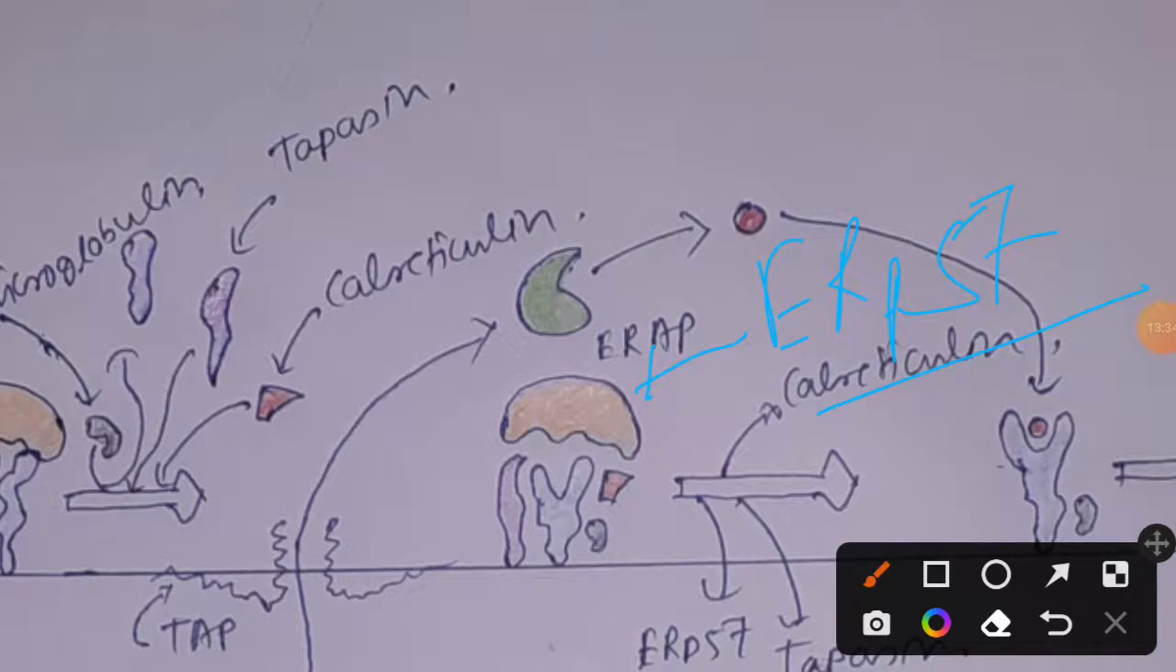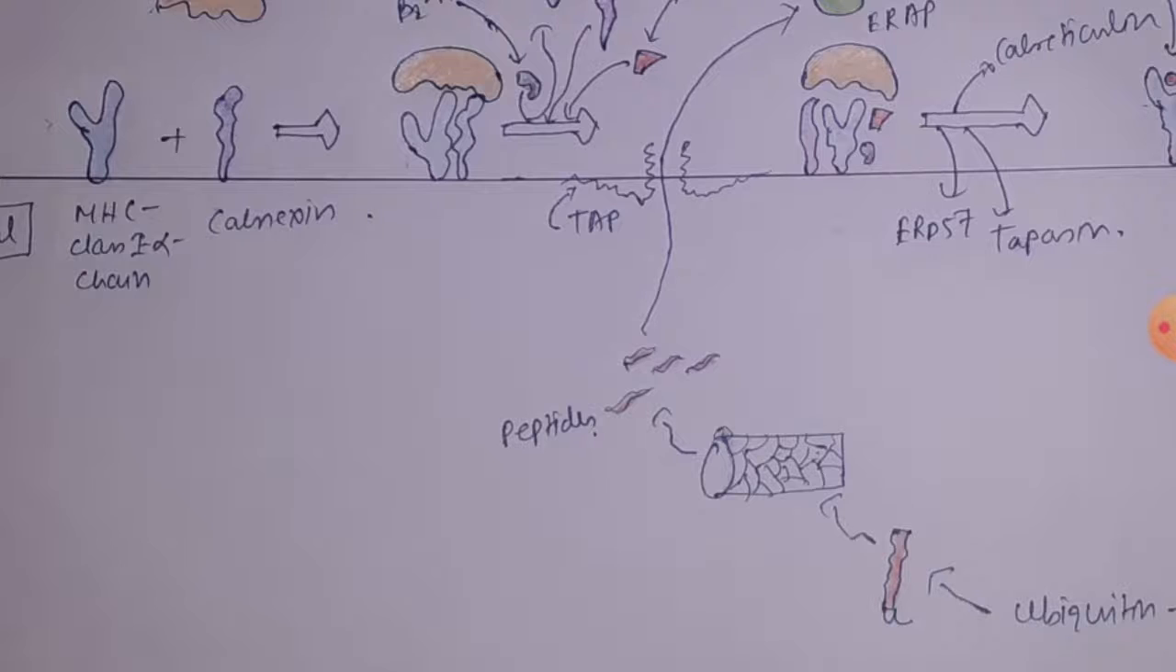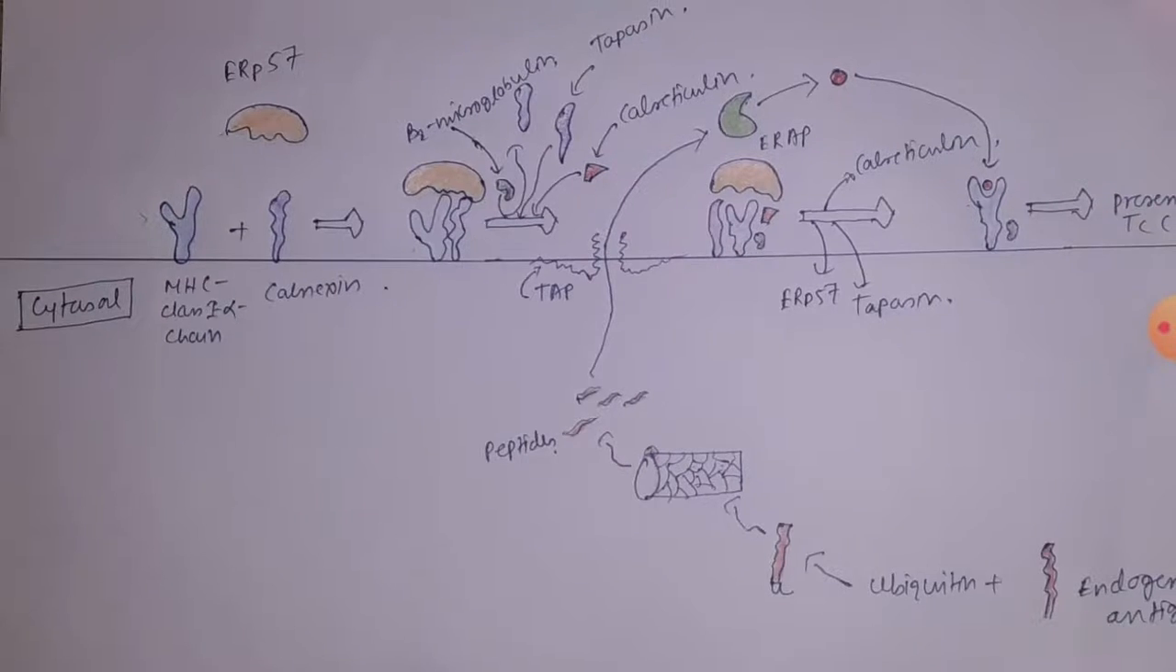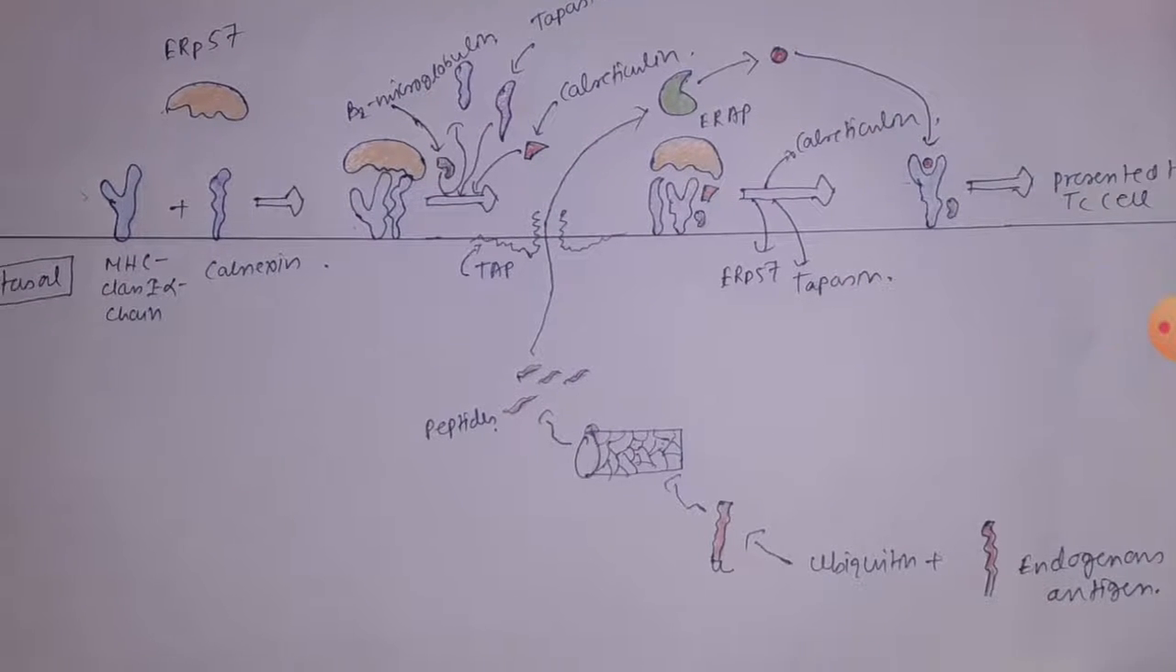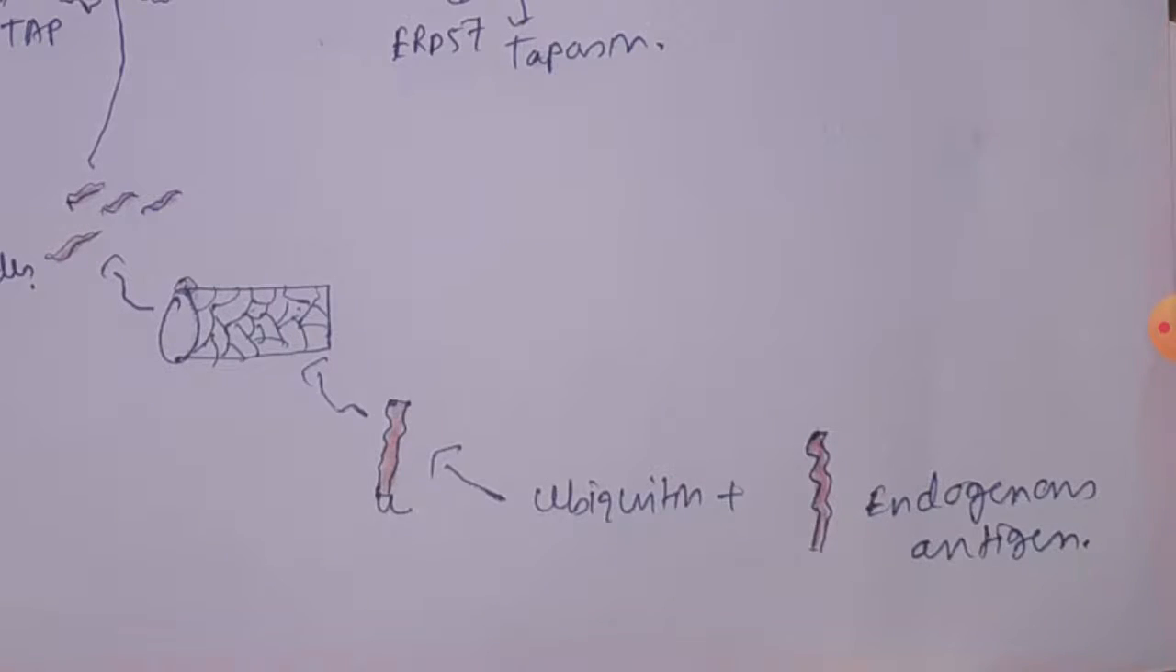So now we are going to talk about how peptides, or how antigens, are processed into peptides containing 8 to 10 amino acids. Okay, so now focus. First of all, what I have told you is that the antigens that will be presented by the MHC class 1 molecule to the TC cell are endogenous antigens, right? So endogenous antigens are from intracellular sources.